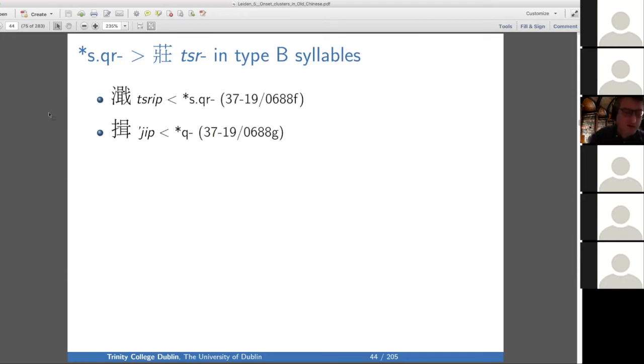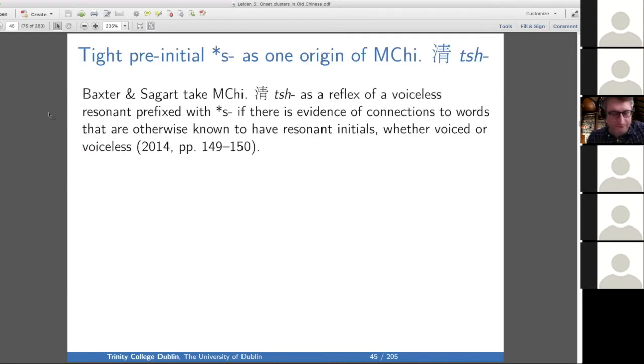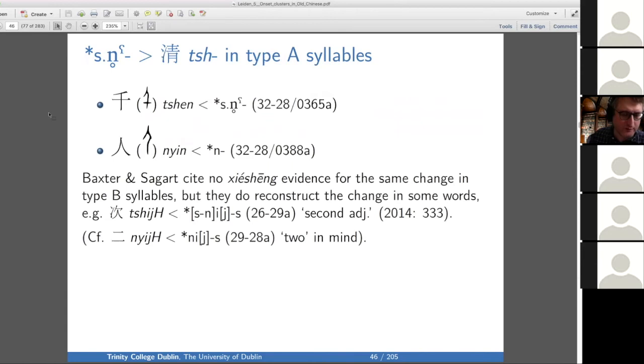Okay. And then a similar one from type B. So you have tsara connected to a glottal. So, there you go. And now the aspirate equivalent. So this is pre-initial S as one of the origins of tsa. So Baxter and Sagart take tsa as a reflex of a voiceless resonant prefixed with S if there is any evidence of connections to words that are otherwise known to have resonant initials, whether voiced or voiceless. So here's an example.